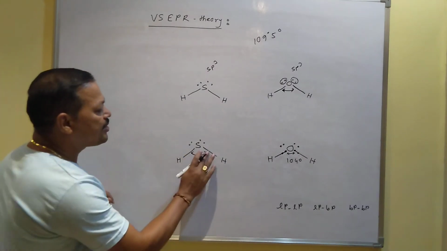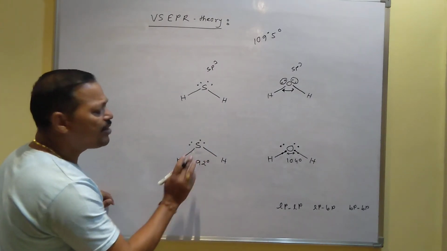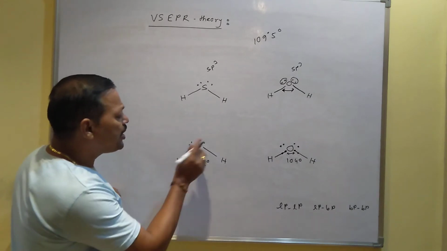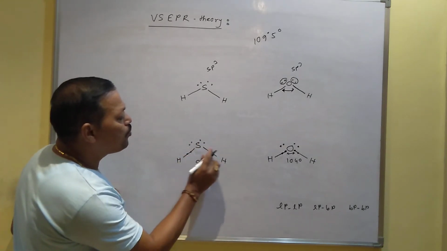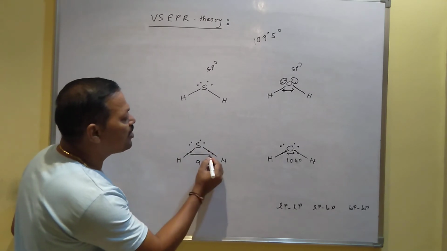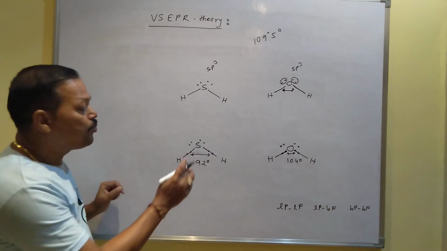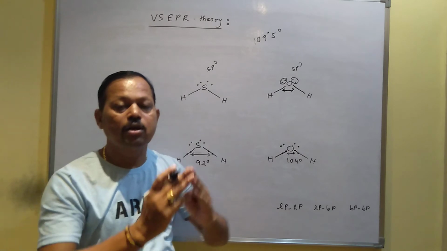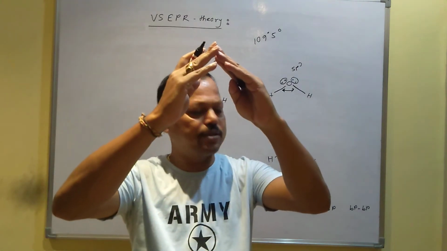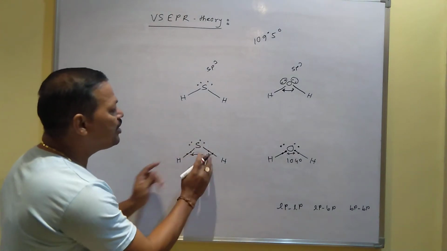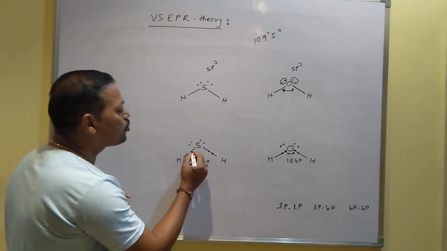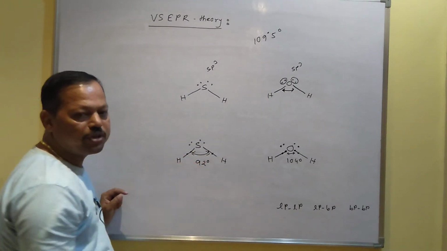But in this case, you know sulfur is less electronegative, so it cannot attract the bonded electrons towards itself. That's why the bond pairs become far away from one another. That's why here bond pair repulsion is less. When bond pair repulsion is less, the bonds may come close to each other, and that is why here the angle decreases more and the angle goes to 92 degree.